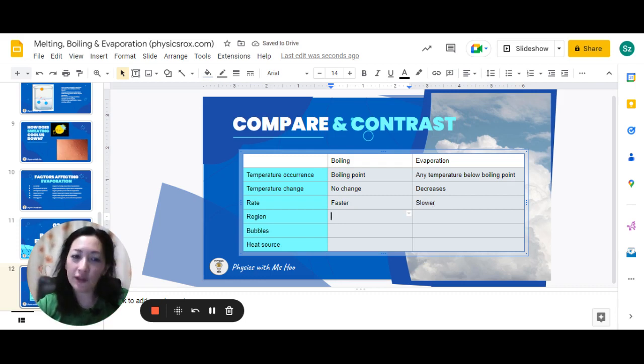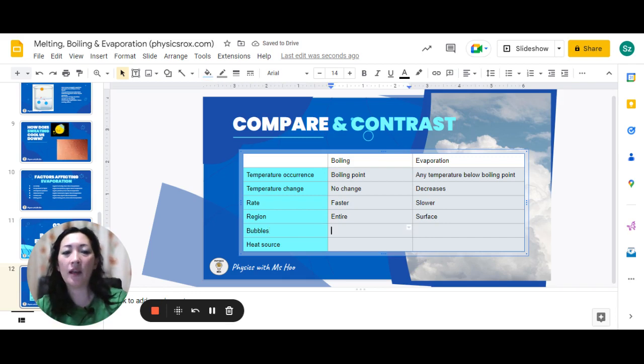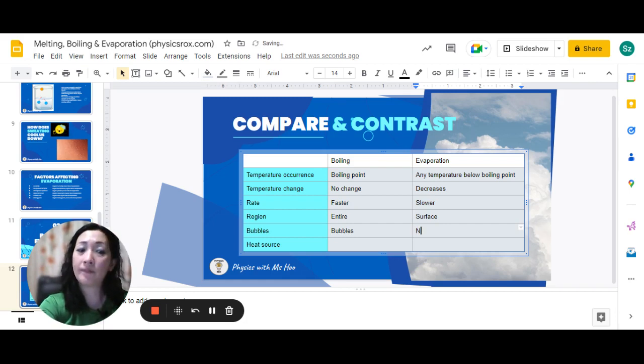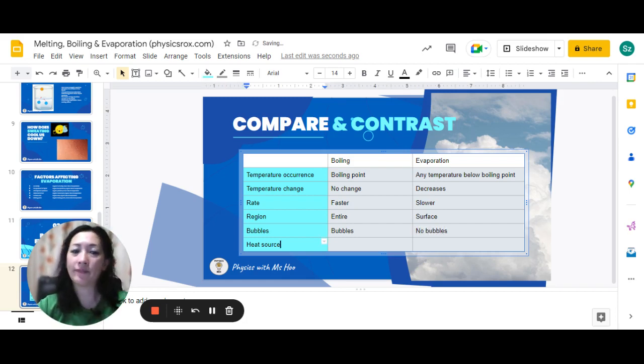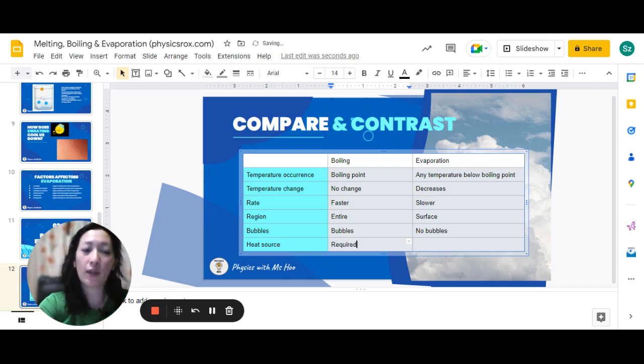The region here refers to where in the liquid boiling and evaporation occur. Boiling happens throughout the entire liquid, while evaporation happens only at the surface. Are there bubbles when boiling occurs? Yes, there are bubbles. Evaporation? No bubbles. Do they need a heat source? Boiling? Yes. That's why when you want to boil water, you have to plug in an electric kettle or put it over a stove fire. But evaporation? No need, because the energetic particles just steal the energy from neighboring particles.